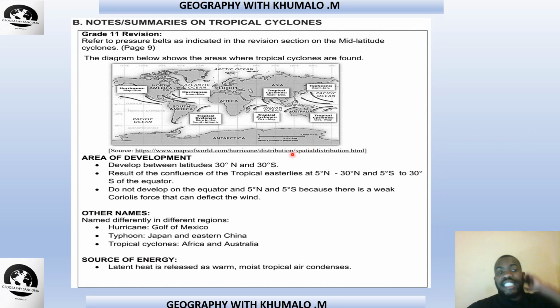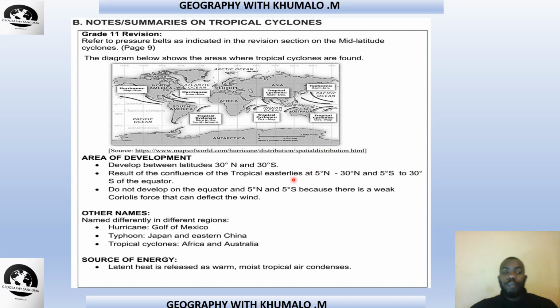It takes us to grade 11 revision, which refers to pressure belts as indicated in the revision session on the mid-latitude cyclone that we've dealt with in the previous lessons. Now the diagram below shows the area of a tropical cyclone. Where are they found? That is a map of the world that shows where tropical cyclones, which in other places are called hurricanes, tropical cyclones in South Africa, and typhoons, are found.